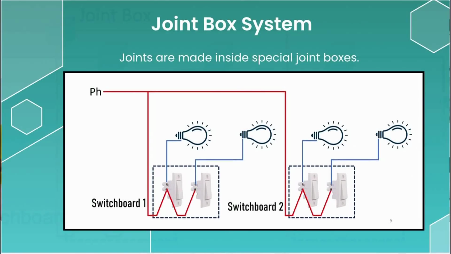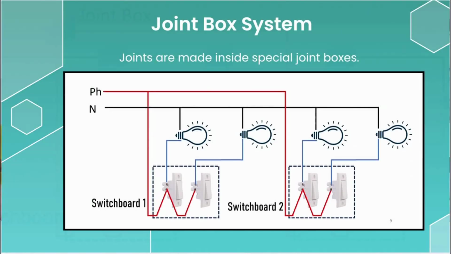The neutral wire from the distribution board forms a T-joint at each load, from where a branch of the neutral wire is connected to the load. In the joint box system, these joints are made inside special joint boxes. These boxes have the necessary arrangement to make proper connections. Wherever there is a need for these joints, these boxes are installed.